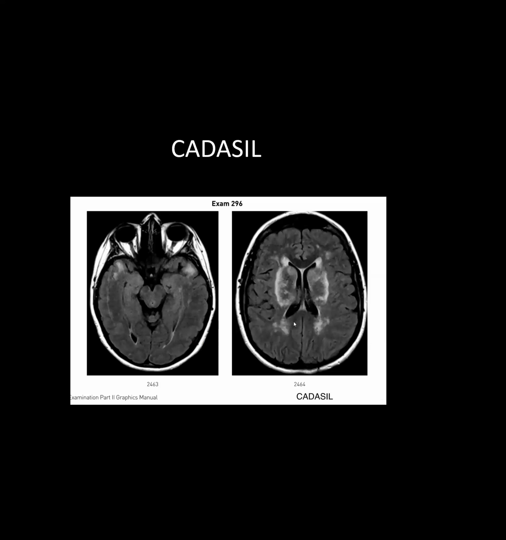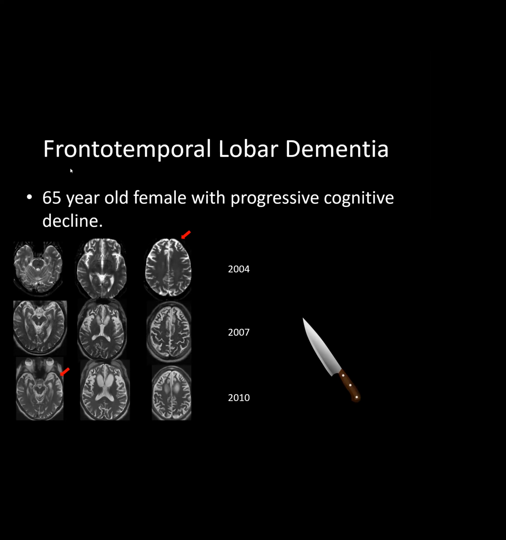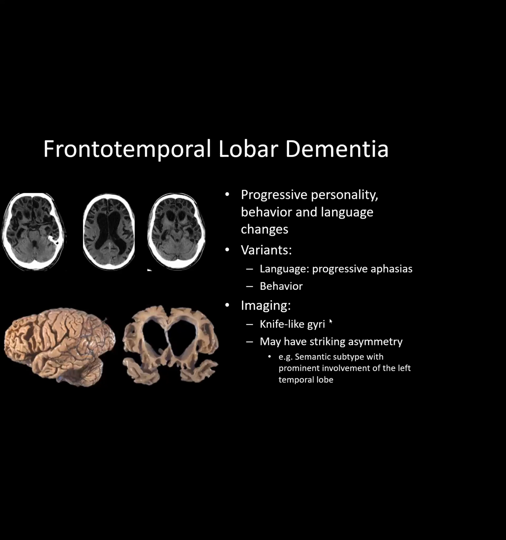This is an example from your in-service showing abnormal white matter signal in a younger person involving the internal capsules and also the anterior temporal lobe. So this is an example of CADASIL. This is what you were talking about before: lots of brain atrophy, especially involving the anterior temporal lobes and the frontal lobes, that's rapidly progressive over a couple of years with these knife-like gyri. So this is an example of frontotemporal lobar dementia.